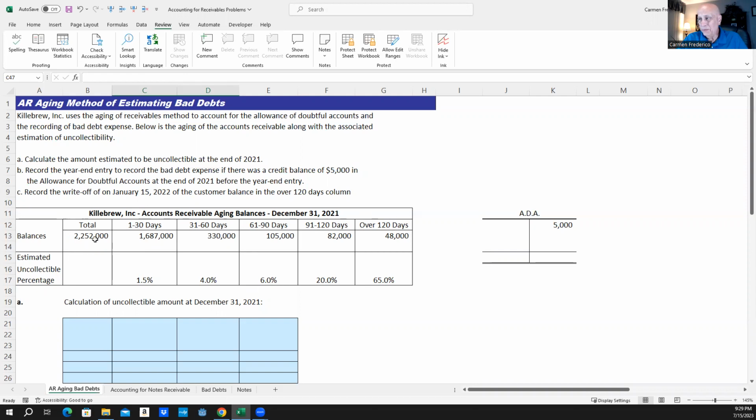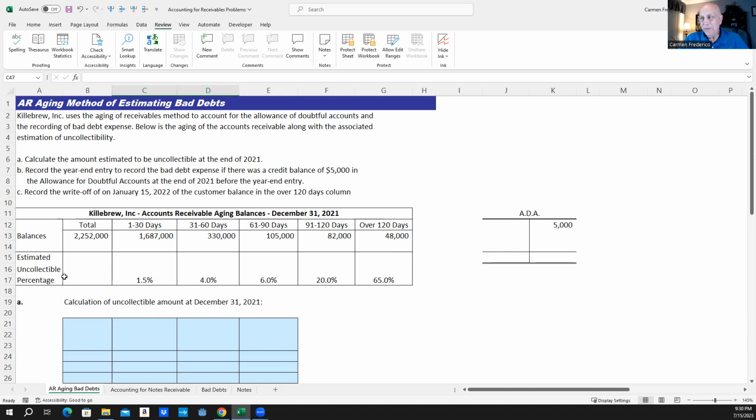Killebrew Inc. has a total of roughly $2.2 million in accounts receivable, of which $1,687,000 is in the 1 to 30 days range in terms of how old they are. So some of this is fresh new invoices, for the most part within the current month. Then you have a 31 to 60 day bucket. These invoices are 31 to 60 days old, not past due, just old. And then you have $105,000 in the 61 to 90 day age bucket. Then the 91 to 120 is $82,000, and over 120 days, you have $48,000.